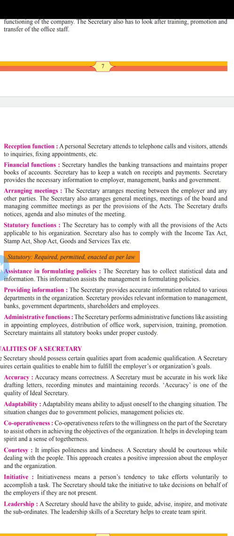Secretary ensures all the legal compliance are followed with arranging meetings, including notice, agenda, and minutes of the meeting. That means all the small points of the meetings should be recorded by the secretary.